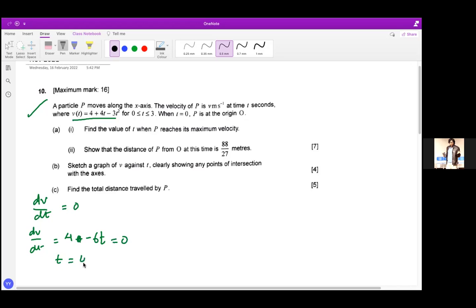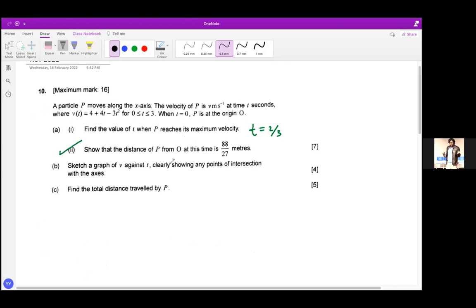So you get t as 4 upon 6, which is nothing but t as 2/3. That's the time when it reaches the maximum velocity. And obviously you can verify by the second derivative. So d squared v by dt squared, you get -6, which is negative, hence it is a maximum. Also, it's a quadratic with a sad face graph, hence it is a maximum. So the answer for the first part is t equals 2/3.